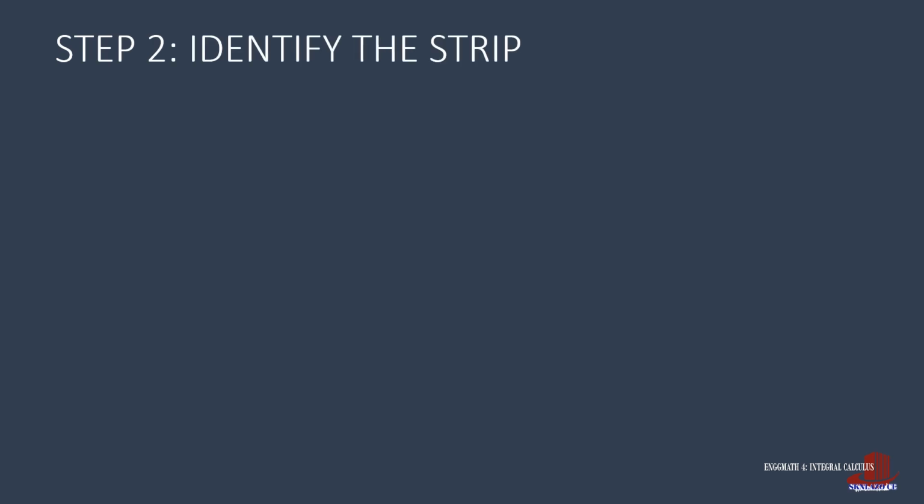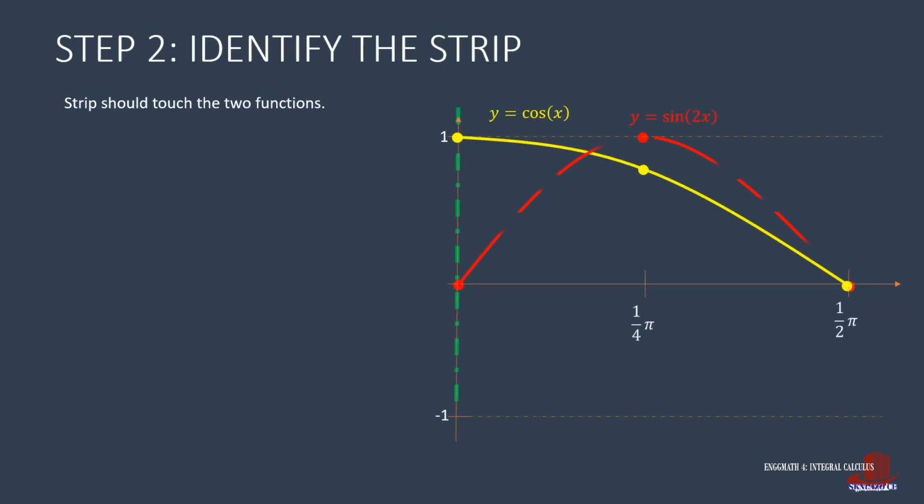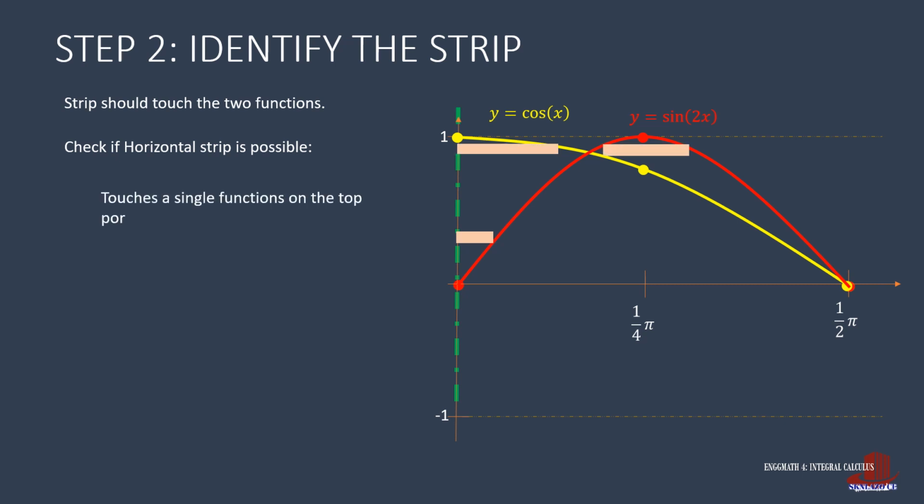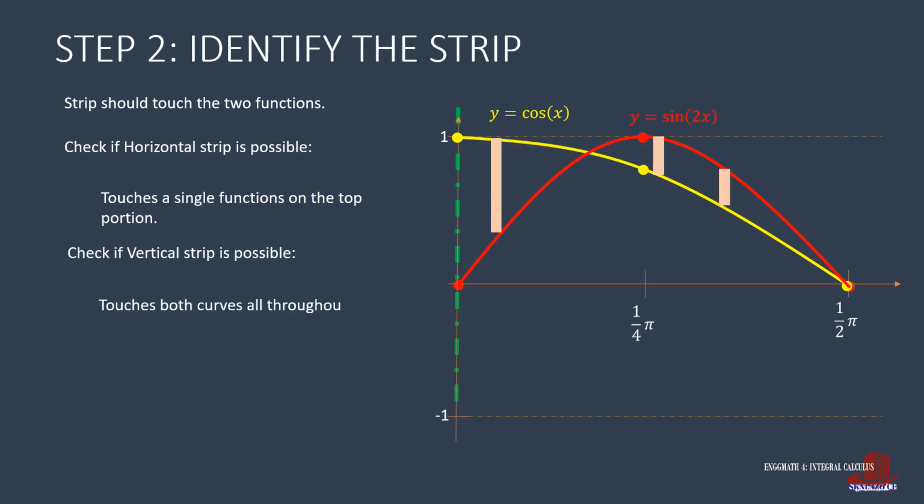Step 2 is to identify if we are to use horizontal or vertical strip, where we are guided by the idea that the strip should touch both curves. Let's try horizontal strips first. The strips touch only one curve on the first area. Then there are chances that the strips on the second area touch the same curve. We then check the possibility of using vertical strips. Well, it shows that the vertical elements touch both curves on both areas, so we go for vertical differential elements.